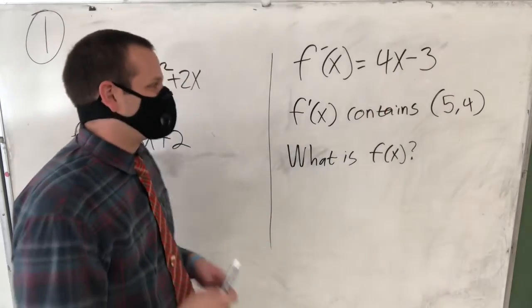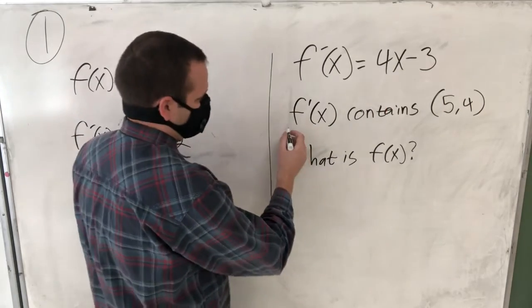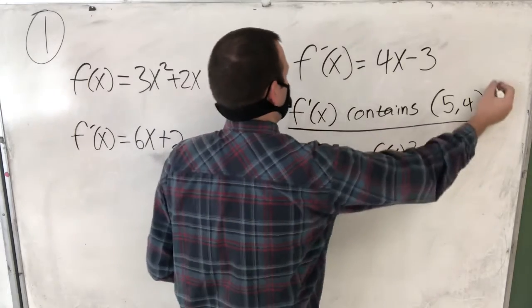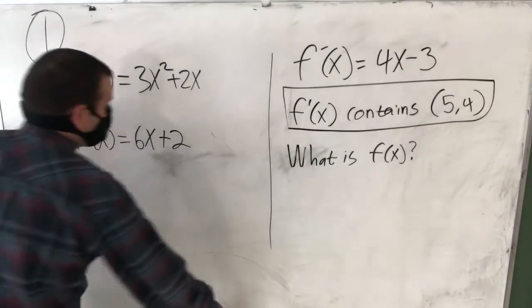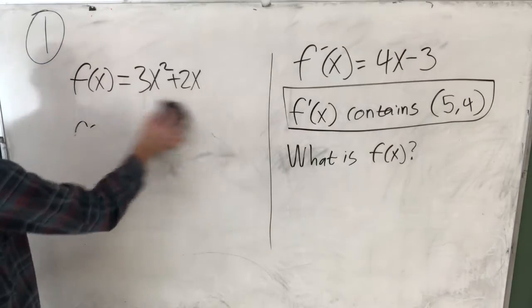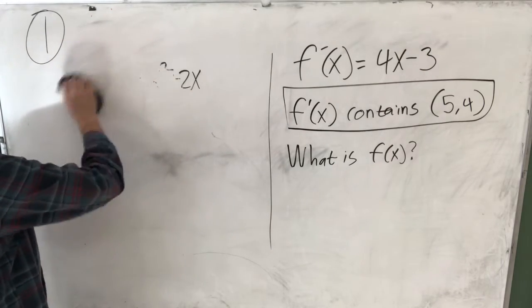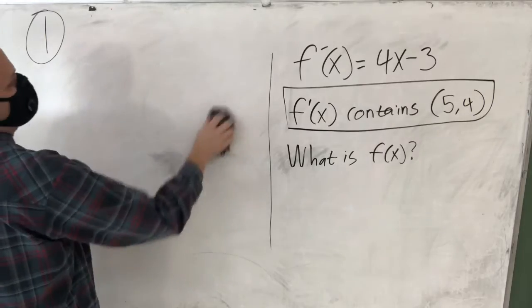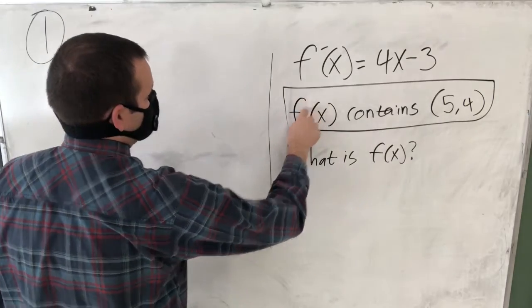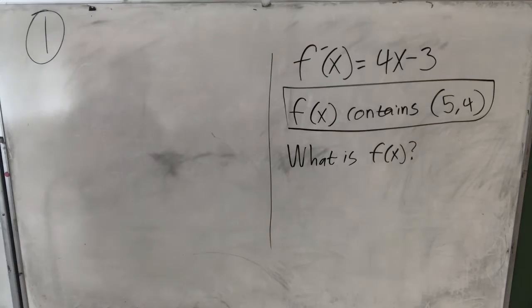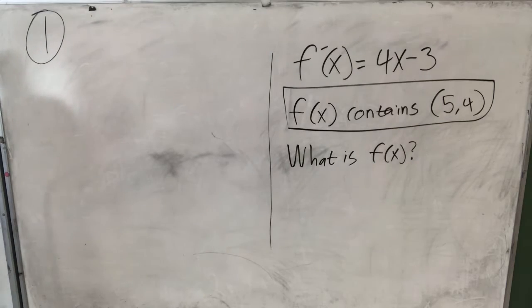Well, if we want to go backwards, we have to know one extra piece of information. We have to know a point that it contains. All right? So let's say we have this equation, 4x minus 3. We know that the function, not the derivative, but the actual function contains the point 5, 4. We want to know what is the original function.